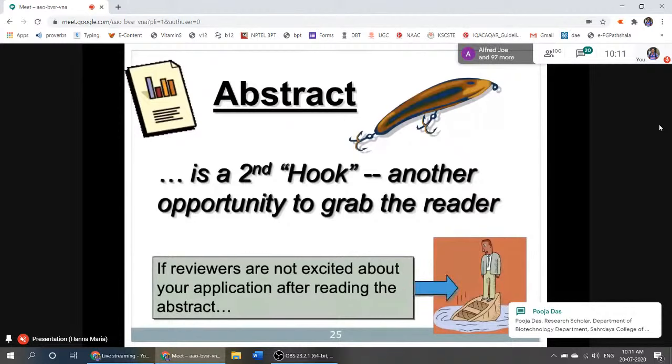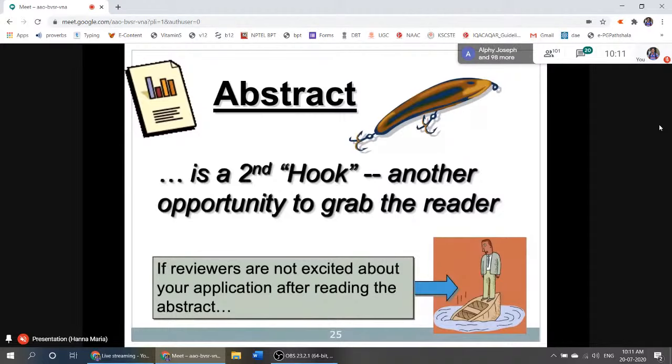The second important point in the proposal is, you know, after title, the abstract. The second hook. It should be an excellent abstract.